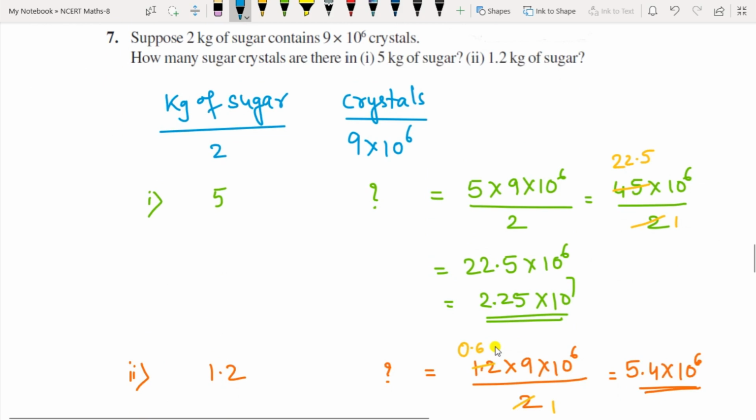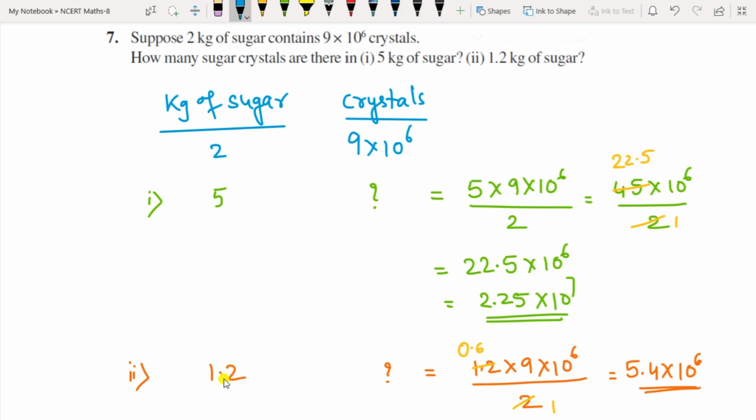7th question is, 2 kg of sugar crystal contains 9 into 10 raised to 6 crystals. So how many sugar crystals are there in 5 kg of sugar? So for 2 kg the crystals are 9 into 10 raised to 6. So for 5 kg how many crystals are there? Cross multiply. 5 into 9 into 10 raised to 6 upon 2. That becomes 22.5 into 10 raised to 6. So take the decimal on this side, it becomes 2.25 into 10 raised to 7 crystals.